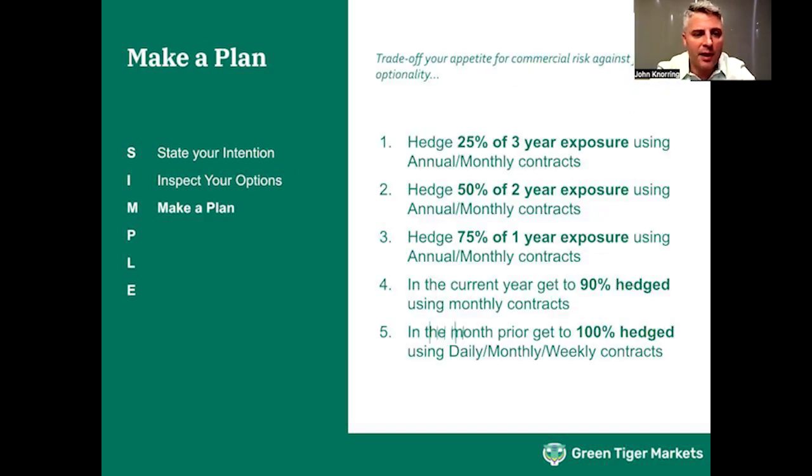Okay, M, make a plan. Now that you see that there are buyers in the market and you know that you're a seller and you want to sell 50 or 75 or 100% of your generation, depending on the time period, you can basically put that plan on paper. We've given an example of one already, and then go out and execute it. So make a plan.